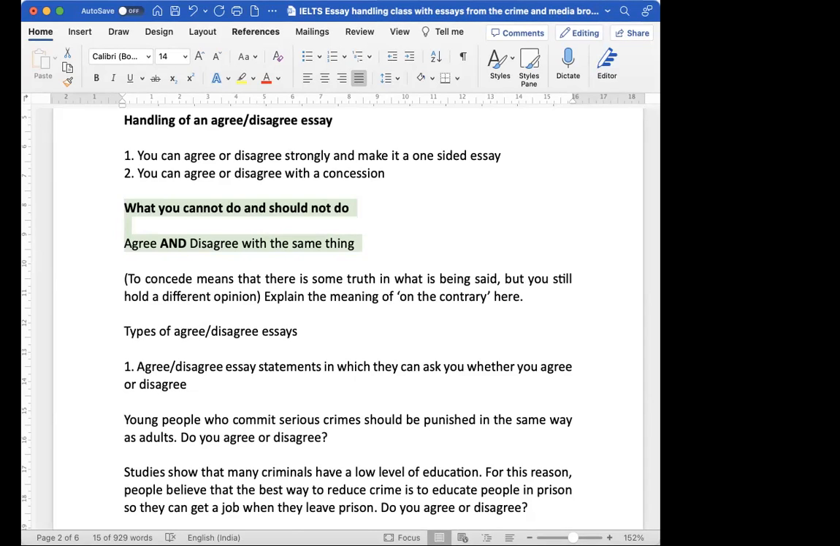Okay? In disagree we also have to give a reason for why I disagree with this point. "I am disagree" is again wrong English. Why I disagree and why I agree. Whatever you do, Preeti, whether you agree or disagree, you have to give your points.